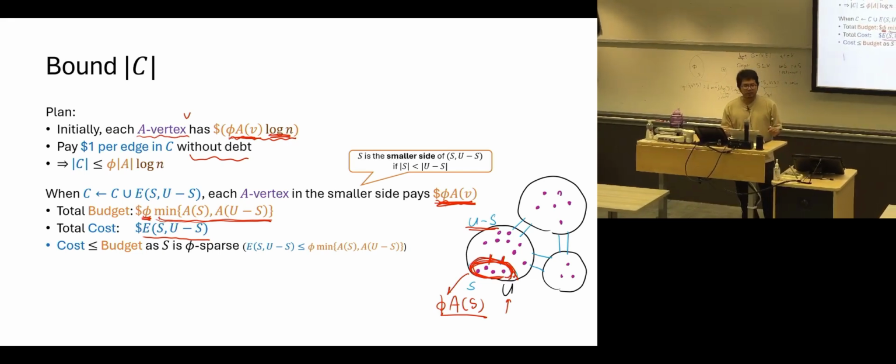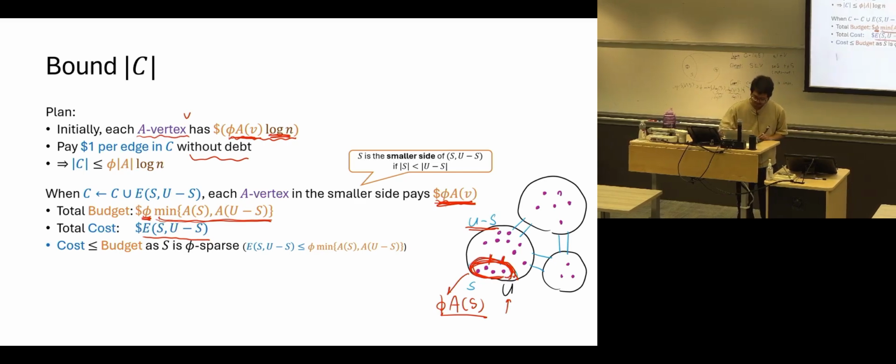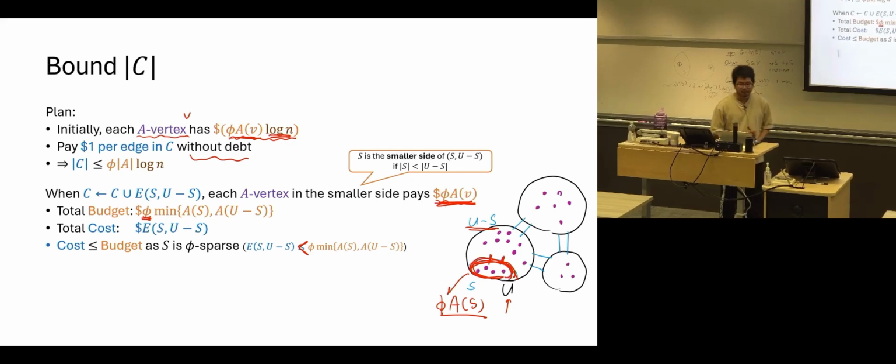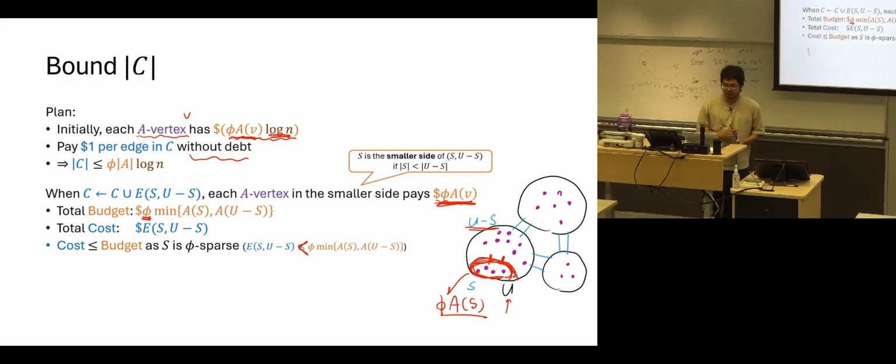Question up to this point? Would it be strictly less, or less than or equal? Strictly less. Understand it. Okay. What does the sentence "each vertex in A being the smaller side pays theta multiplied by A(v)" mean?